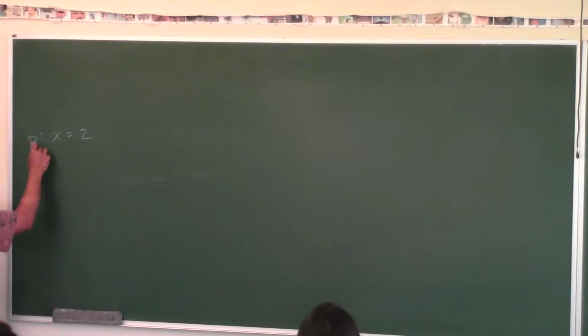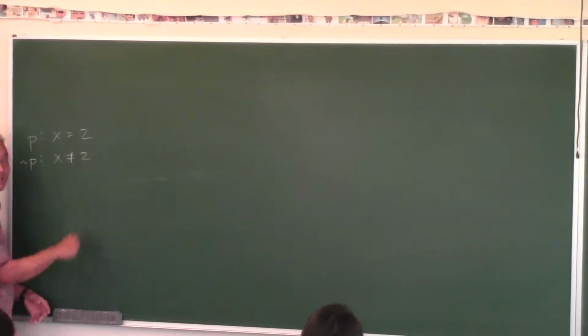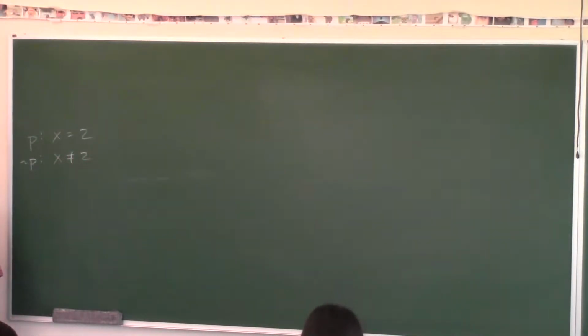So if this is statement P, what would be not P? This symbol means the negation of statement P, or we simply say not P. X is not equal to 2. It's easy to negate something like that, right? That's a simple statement.